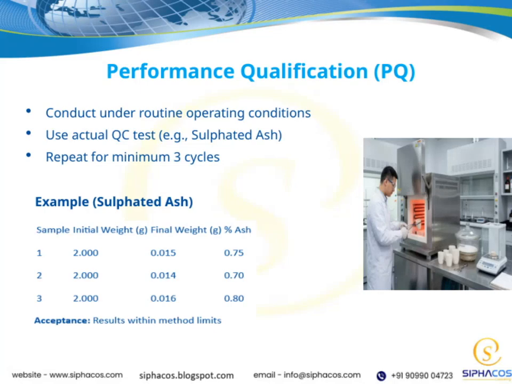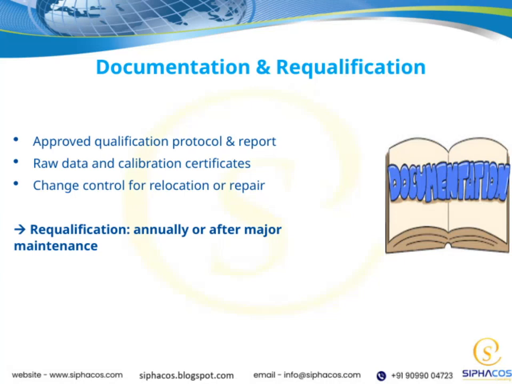Let's take a closer look at performance qualification, or PQ. This step is all about ensuring that our process performs consistently under routine operating conditions. Think of it as a real-world test to make sure everything works as expected. For example, we might use an actual QC test like sulfated ash during this phase. It's important to repeat this test for a minimum of 3 cycles, which helps confirm that the process is reliable and reproducible over time. This thorough testing under normal conditions is key to validating our process and maintaining quality standards throughout production.